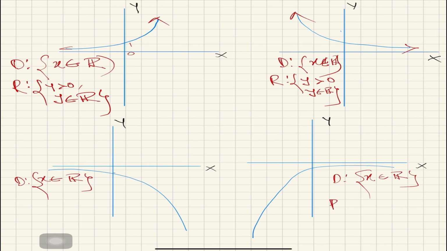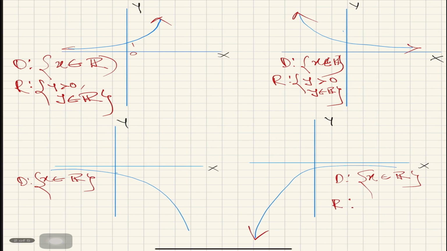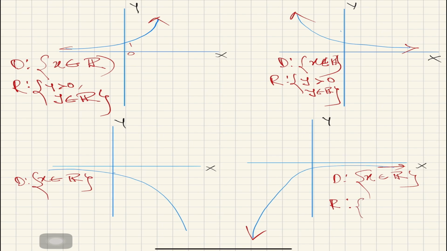Same thing here, range. Since it's downward, you see the downward and it goes upward. So it's still here, y is more than 0, right? Sorry, since it's downward, it's gonna be y is less than 0. Okay, because it's downward, so y is gonna be less than 0, and y is all the real number.